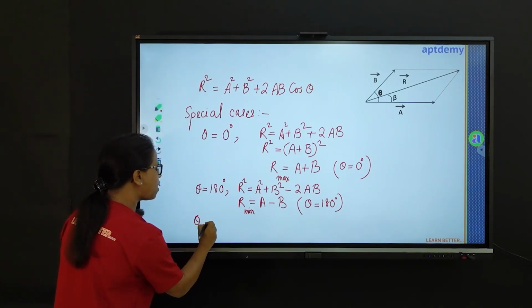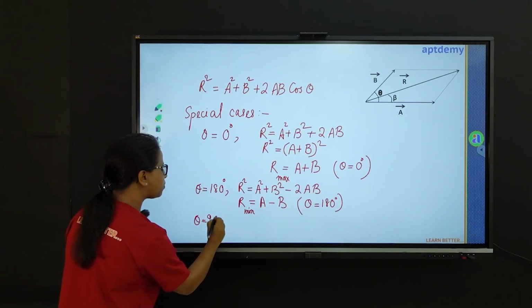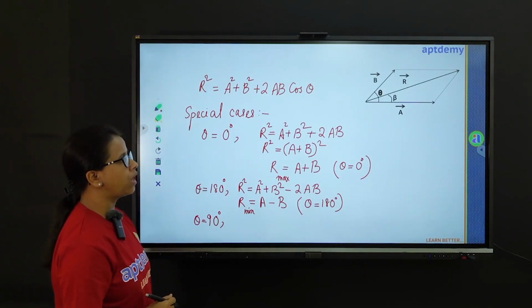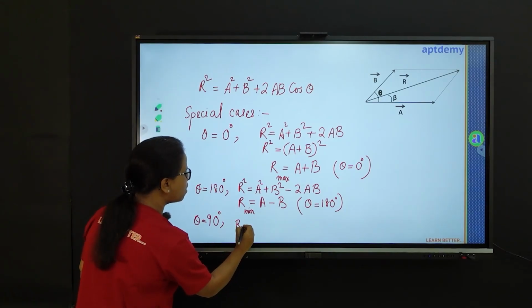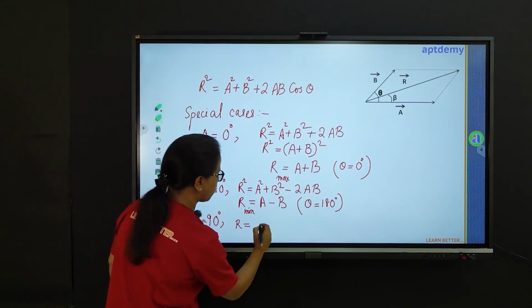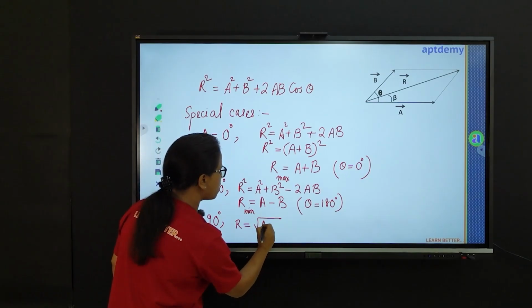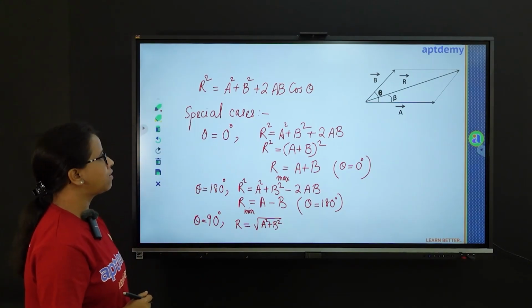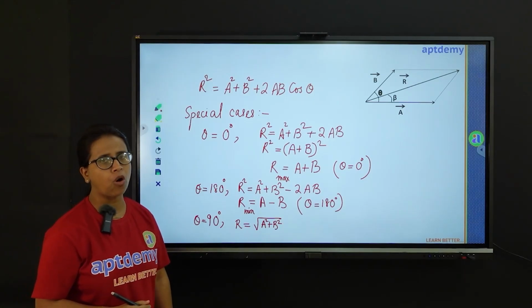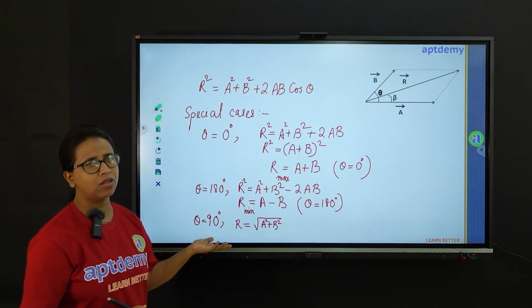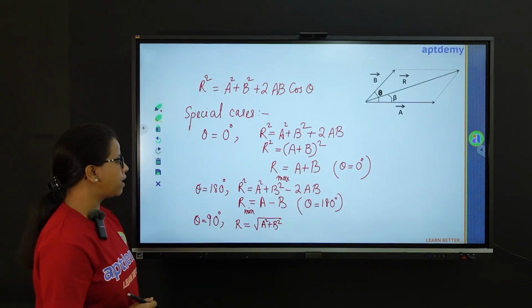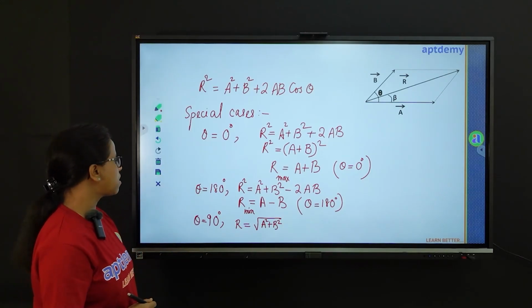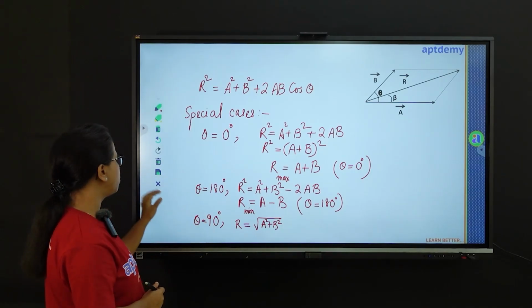Now what if theta is equal to 90 degree? When theta is equal to 90 degree, cos 90 becomes equal to 0. So we have R equals root over a square plus b square. So these are the cases that arise in case of parallelogram law of vector addition, or even these cases may arise in case of triangle law of vector addition. Whenever we are talking of vectors, these cases are bound to arise. So you have to be careful while solving numericals.